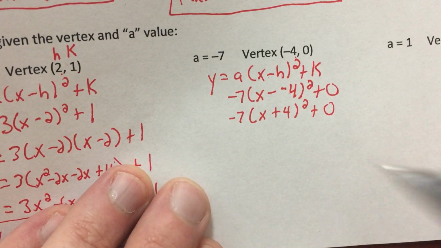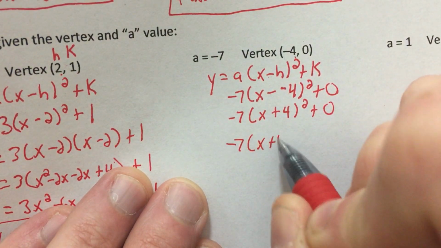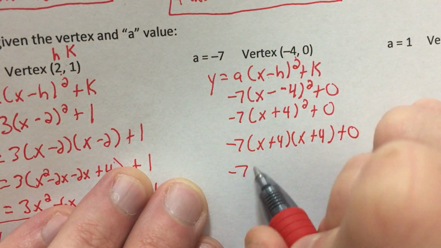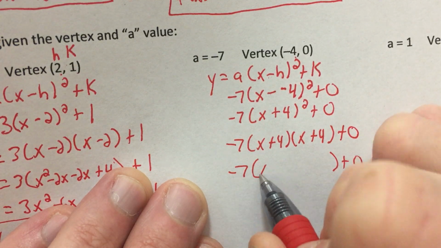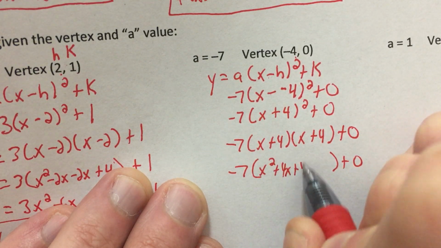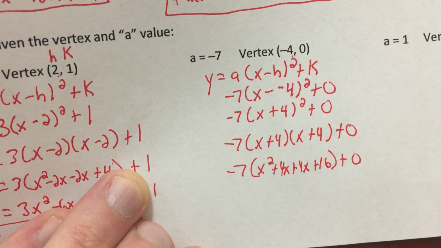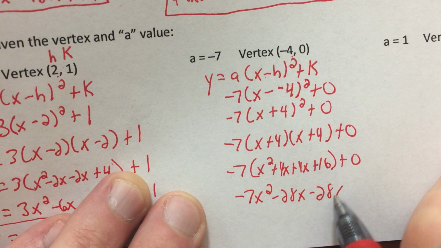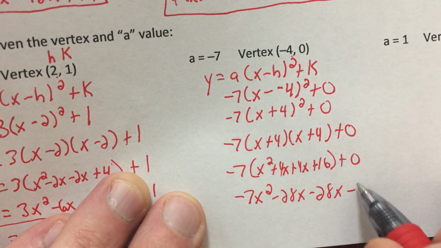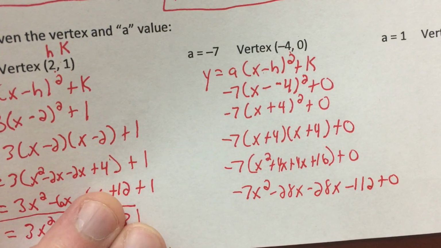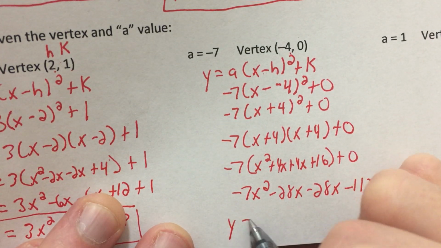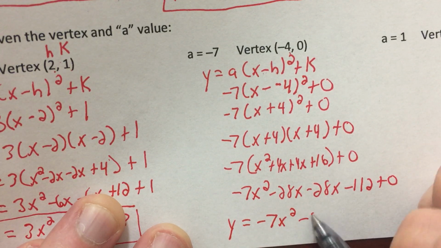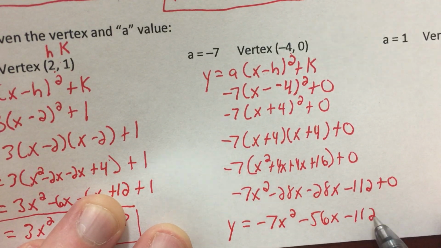Now we're going to proceed the way we normally have. The x plus 4 has got to be written down twice. We need to multiply those two x plus 4s. We would get x squared plus 4x plus 4x plus 16. Distribute the -7. -7 times 16, if you're not aware, is -112. And then we combine our like terms. -7x squared, -28x and -28x is -56x, minus 112.